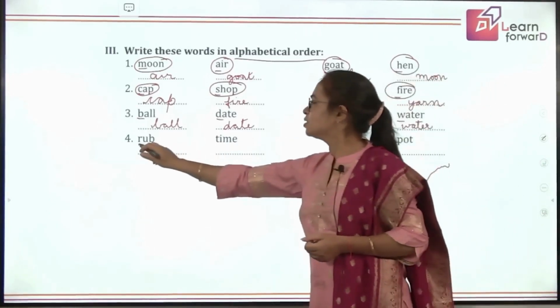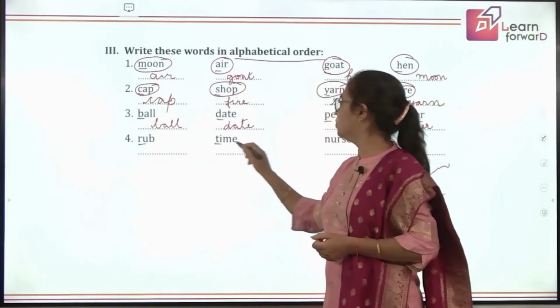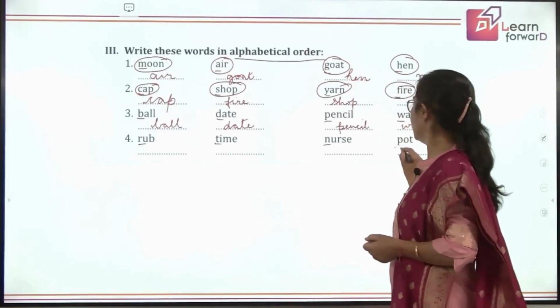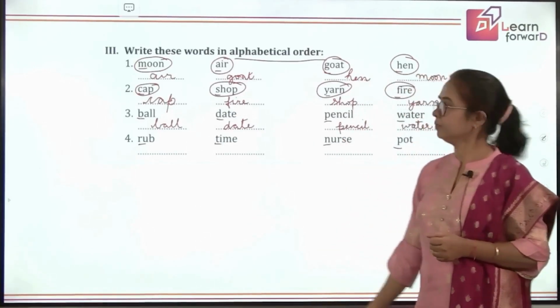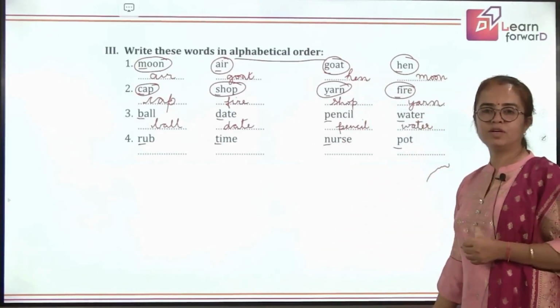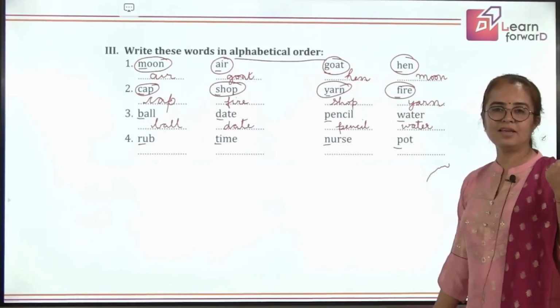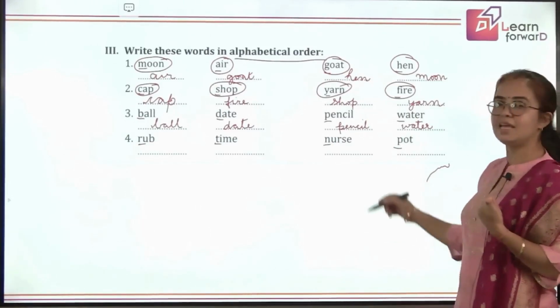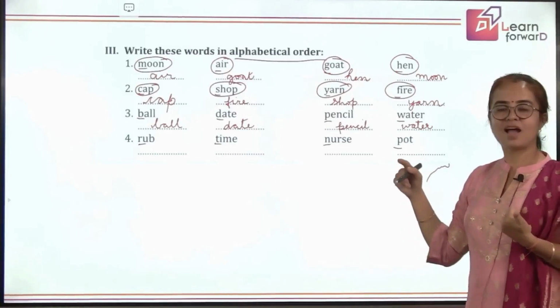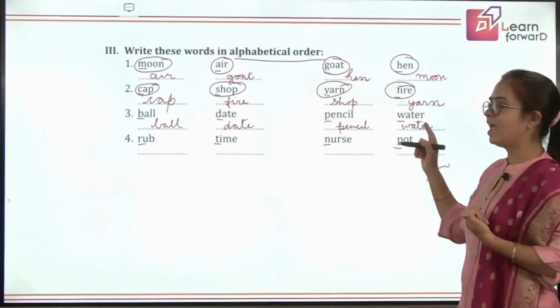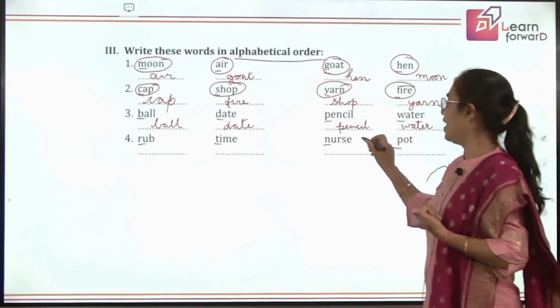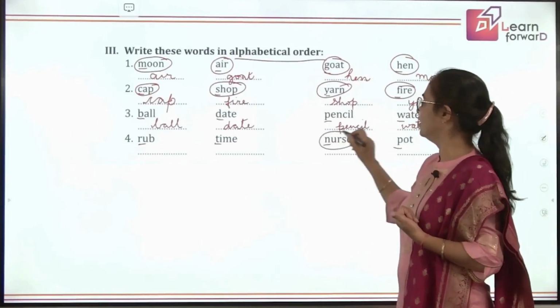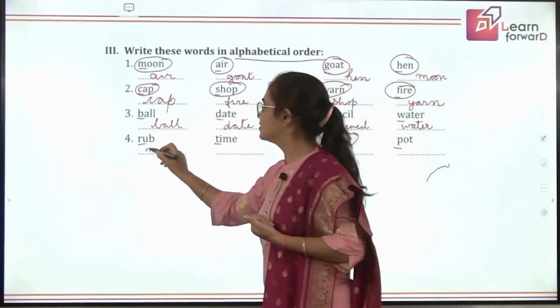So let's move to the last now, R, T, N, P. Now tell me which one comes first. Let's say A, B, C, D again. A, B, C, D, E, F, G, H, I, J, K, L, M, N. So nurse.